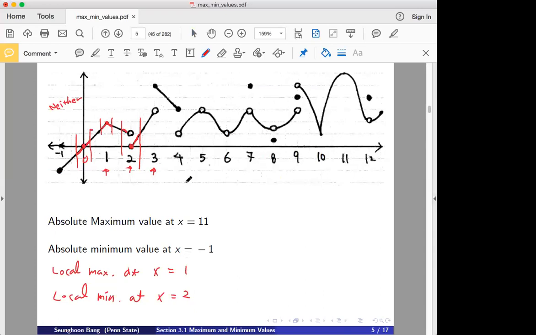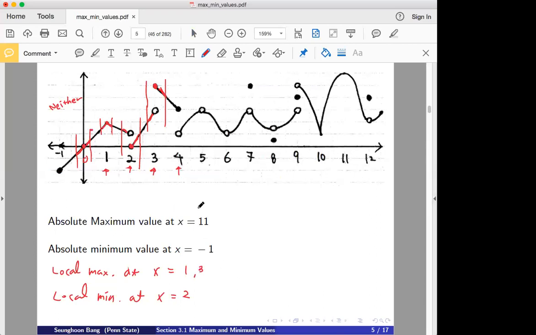What's 3? Neither? Local maximum. Yes, local maximum. You can cut locally like this. What's f of 3? f of 3 is the function value here. So you can compare with the left-hand side. The function value f of 3 is greater than the left-hand side and greater than the right-hand side. Yes, this is a local maximum at 3.